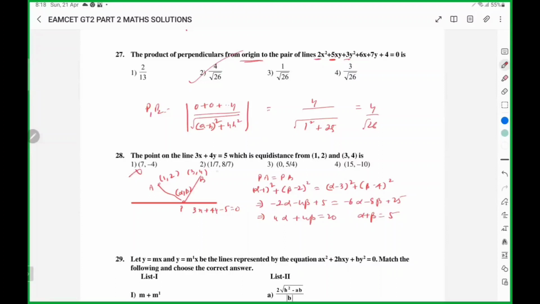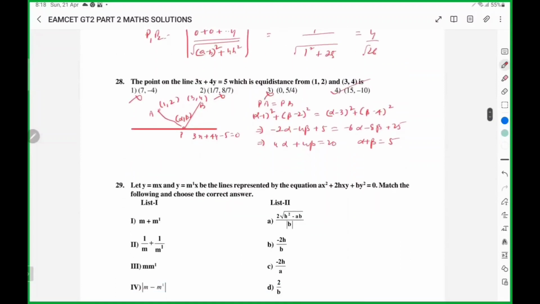It is not satisfying. It is not satisfying. It is also not satisfying. The fourth option. In case one more option satisfies, another condition is that alpha, beta lies on that.